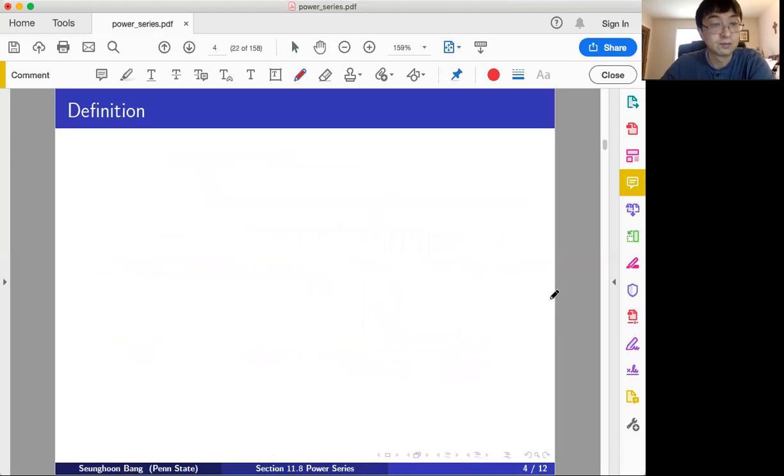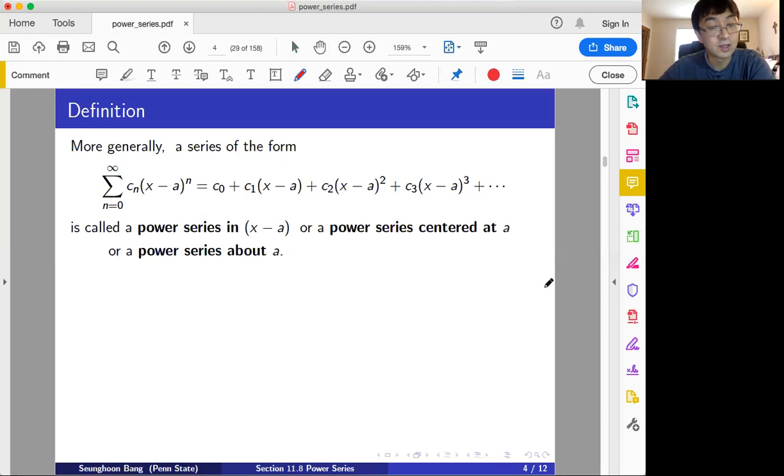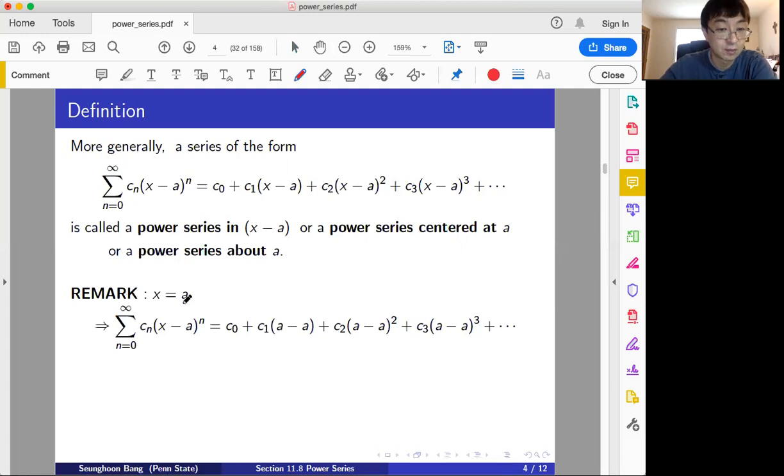The next example, more generally: a series of the form summation from n equal to 0 to infinity of c sub n times (x minus a) to the power n, expanded as c0 plus c1 (x minus a) plus c2 (x minus a) squared plus c3 (x minus a) cubed and so on, is called a power series in x minus a, or a power series centered at a, or a power series about a. One remark: what happens when x equals a? You can plug a into here.